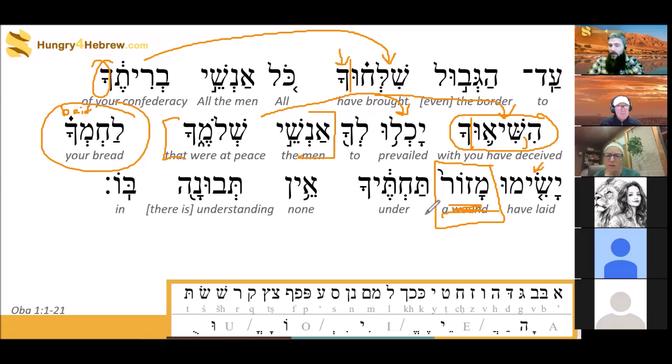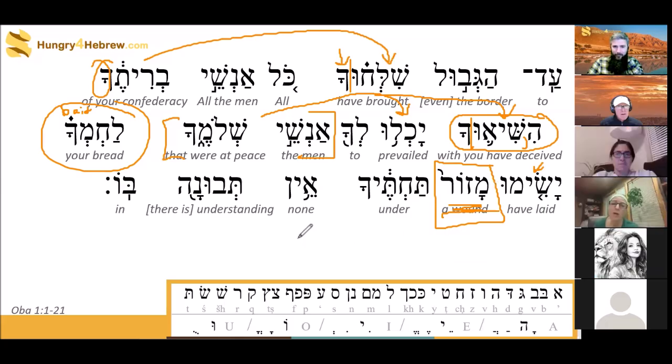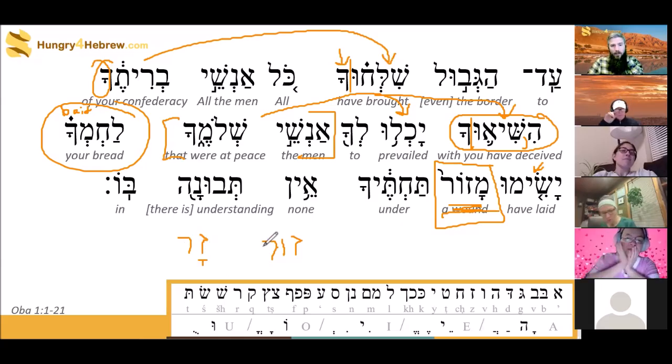Okay, so this word mazor looks like the same pattern as we saw with makom and with marom. So what's the katon root? Zur, exactly. And does that look strange to you? Pun intended. Does anybody know the word zar? Zar means strange. Zar is the adjective that comes from zur, to be strange.